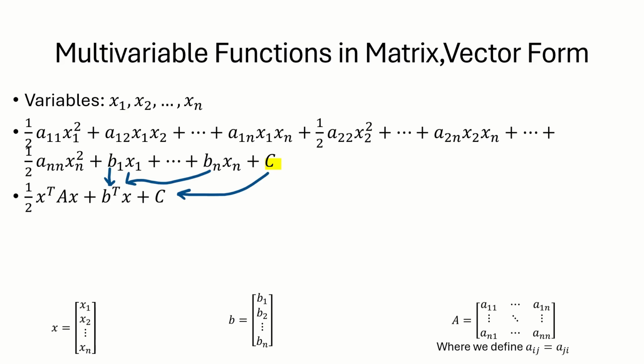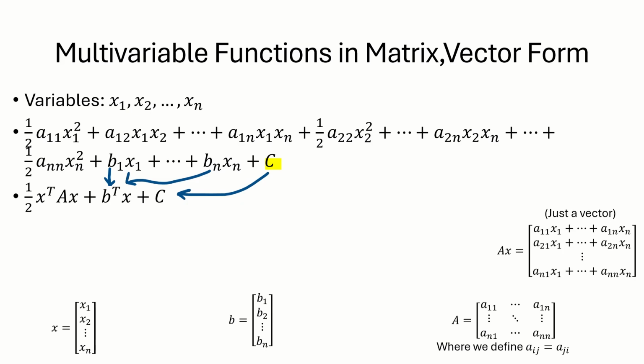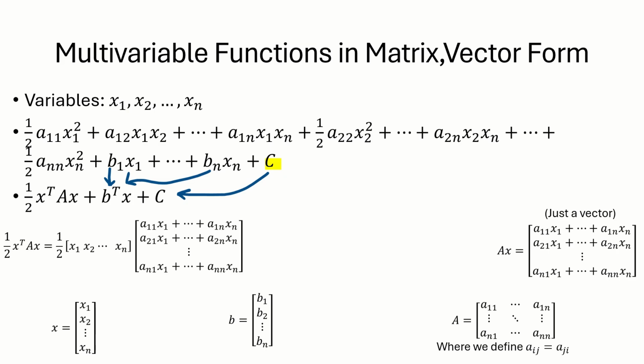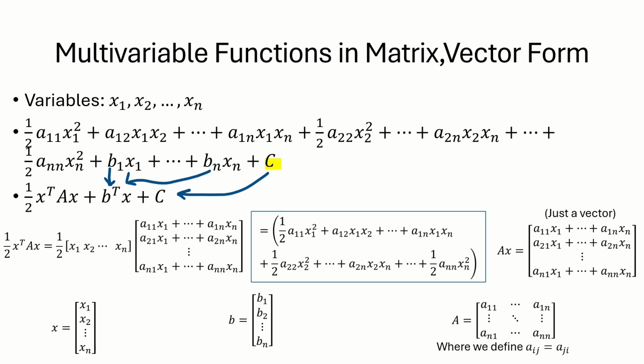But what about the first term? Let's multiply it out from right to left to check. First, Ax is the following. Next, x transpose times that result, meaning we take the dot product of vector x with the vector Ax, gives us the following. And recall that a_ij equals a_ji. So when we multiply the whole thing by the coefficient of 1/2, we get exactly what we had above in our polynomial, which I encourage you to verify for yourself.